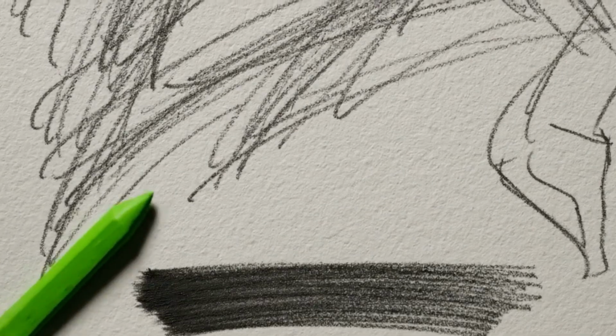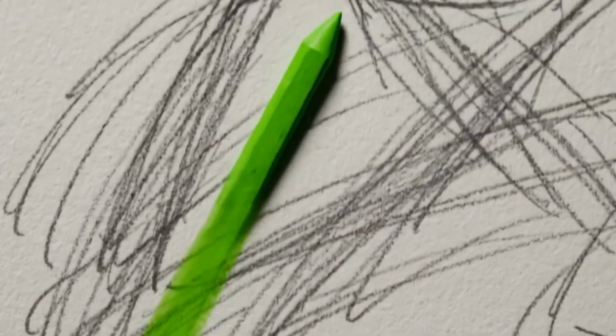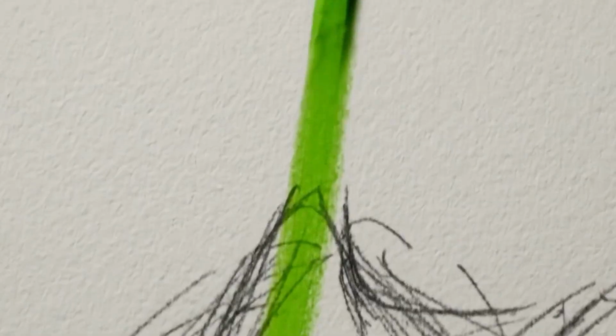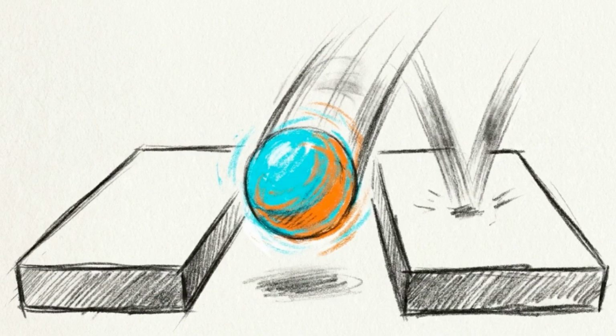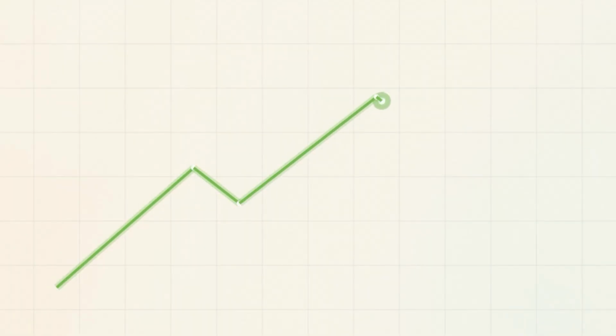Ever spend hours drawing the perfect support zone, only to watch the market take off without ever touching it? Traditional support and resistance tools often miss these setups because they assume the market behaves like a bouncing ball trapped between two perfectly flat floors. In reality, prices travel in a zigzag.